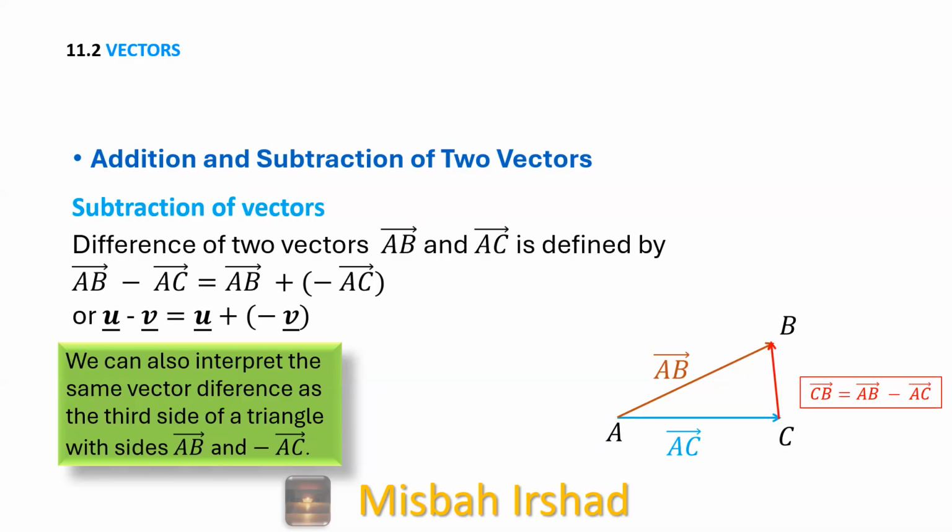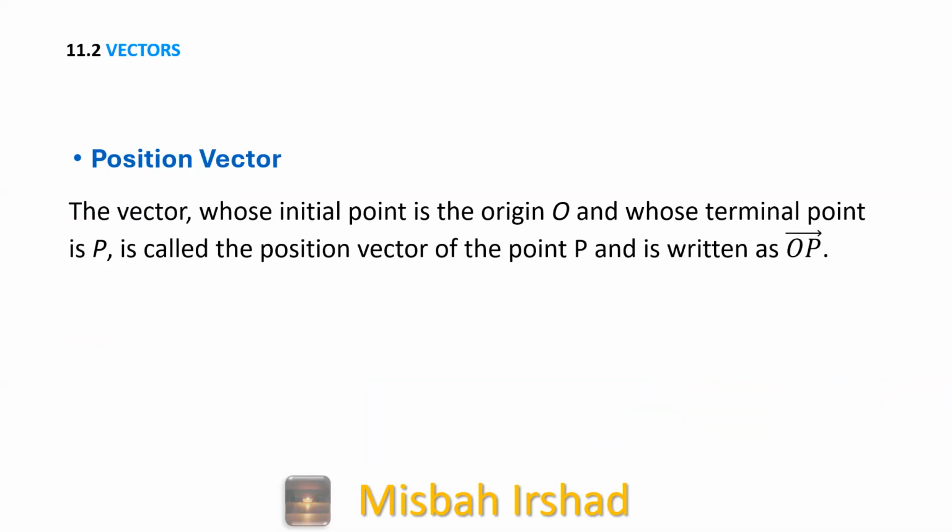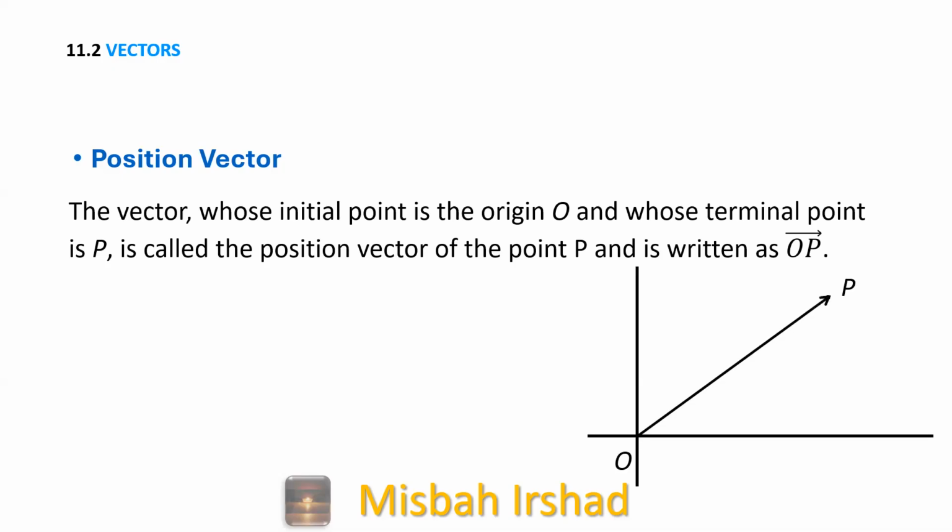This can be shown in this figure. The vector whose initial point is the origin is called the position vector of that point, like this. This is the position vector of any point P.